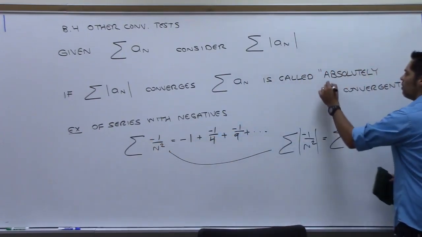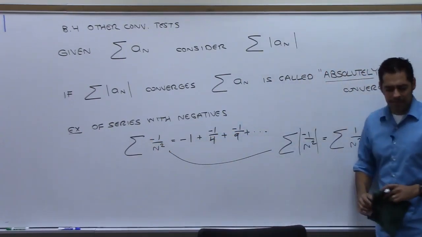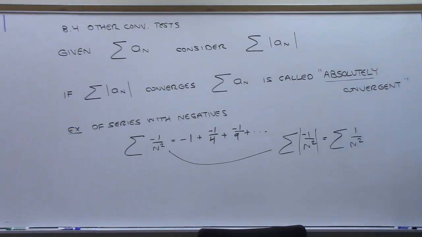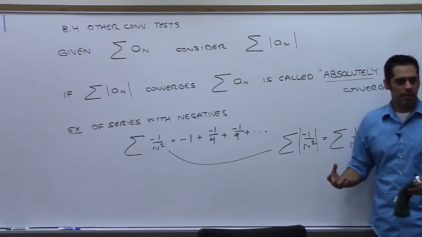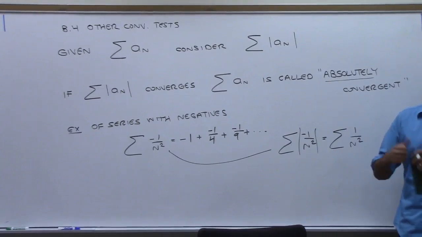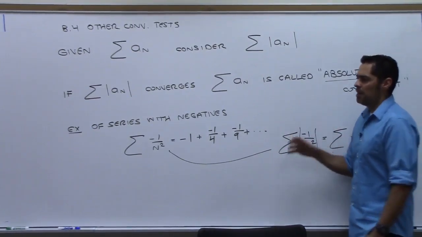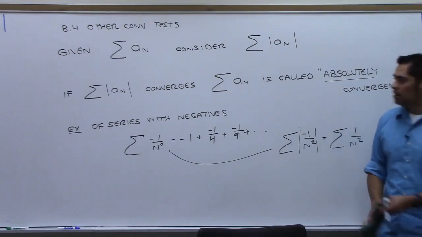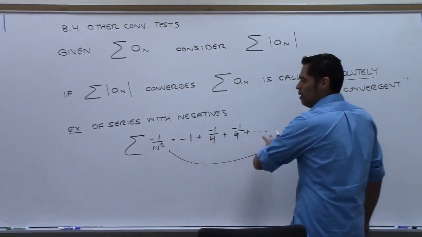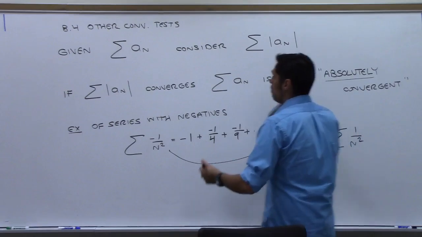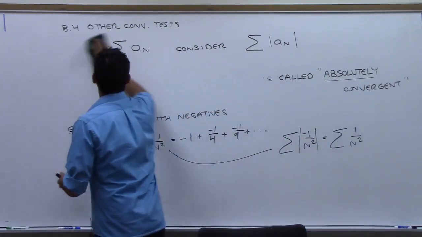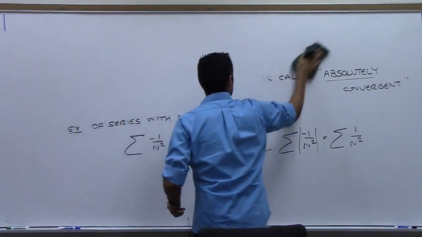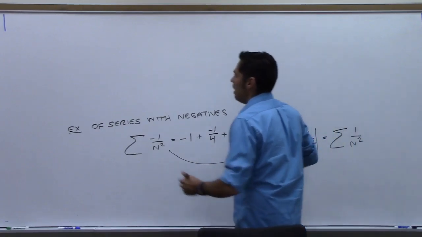Now, I don't like the word absolutely convergent that much because it makes people think that's like the ultimate type of convergence, right? Like the absolute convergence. But it just means that when you take the absolute value, it converges. All right? That's all it means. So here's an example of a series with negatives. Let's look at a more interesting example of a series with negatives, which has an entire name for classifying these.